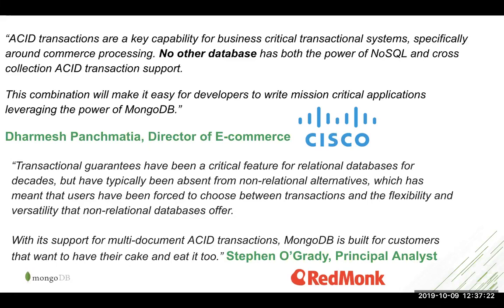But here are some other customers. Cisco has been a very large and loyal customer of MongoDB. Several years ago they migrated their back-end e-commerce platform, which handles over $45 billion worth of transactions per year, from a traditional relational database to MongoDB, and they've embraced transactions pretty aggressively. As they say, no other database has the power of NoSQL and cross-collection ACID support. And a quote here from Steve O'Grady at RedMonk, who's been tracking databases for developers for many years: with support for multi-document ACID transactions, MongoDB is built for customers who want to have their cake and eat it too, which is a pretty nice quote.